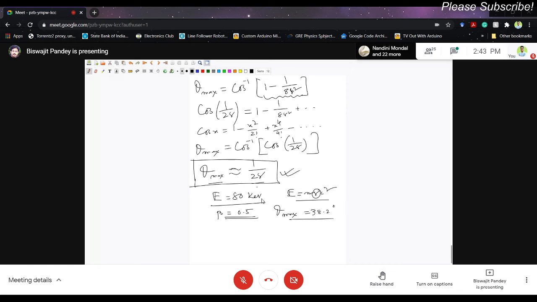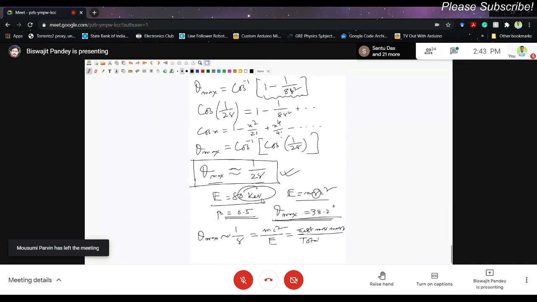And so what is the physical interpretation of this? You see, theta max is roughly of the order of 1 by gamma, right? That means what is gamma? Gamma is basically total energy E divided by mc square, the rest mass energy. That means, you see, what does it imply? This is rest mass energy, mc square, and this is your total energy, gamma m c square.